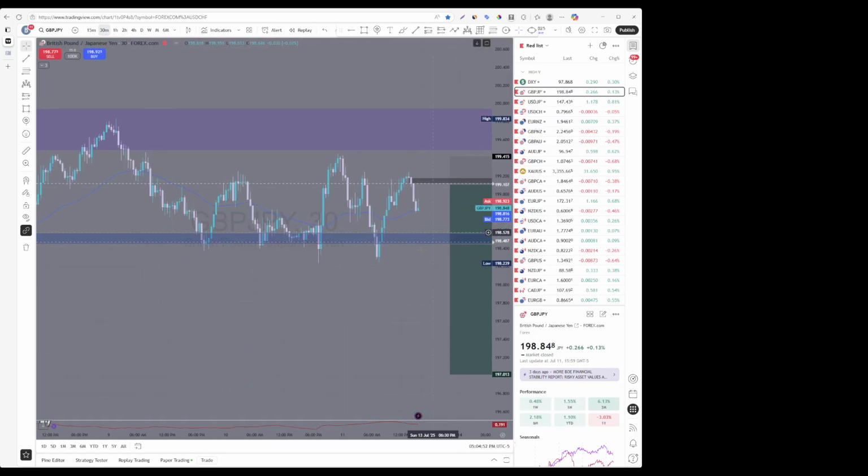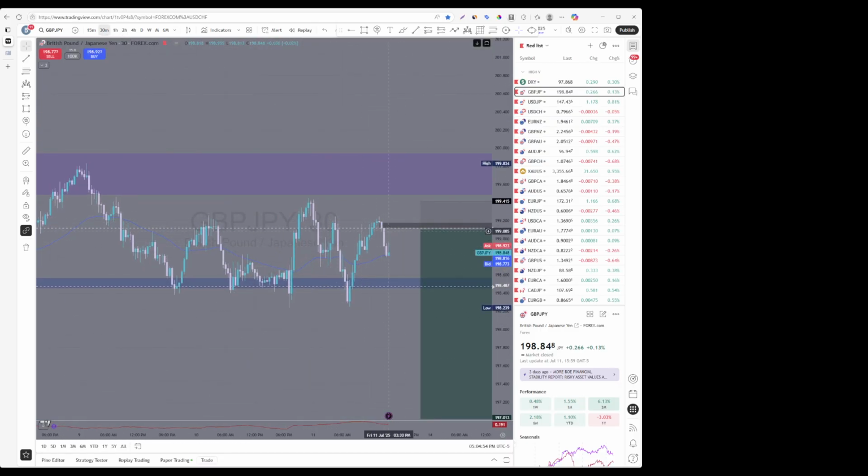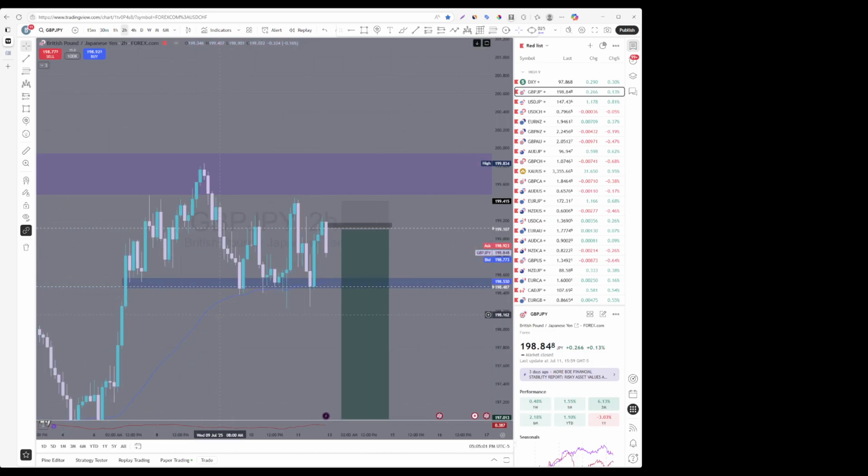So the 30 minute, yes, this can go higher. This can fully sweep this, probably even tap open here, because this is the leg. Go over to the 2 hour. This is the leg.